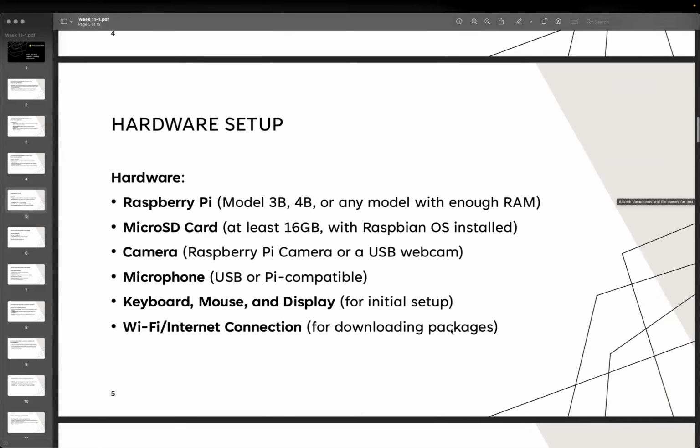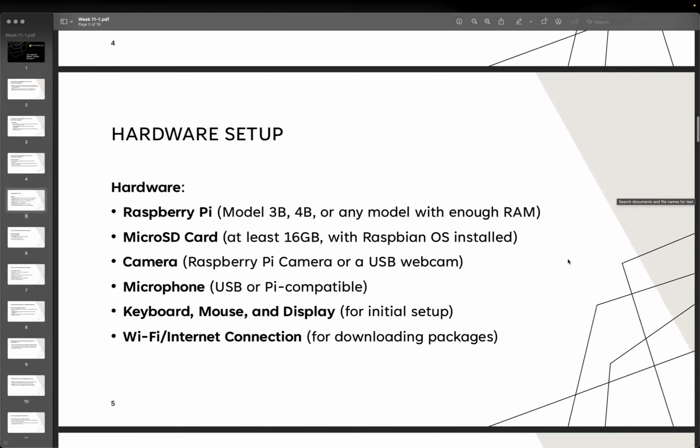Just make sure, maybe you have the Raspberry Pi, you already have your micro SD, and just reminding you if you have the camera or microphone. Hopefully you do have it, and then make sure you have the Wi-Fi internet connection. Mainly with these two, if you need to test them.